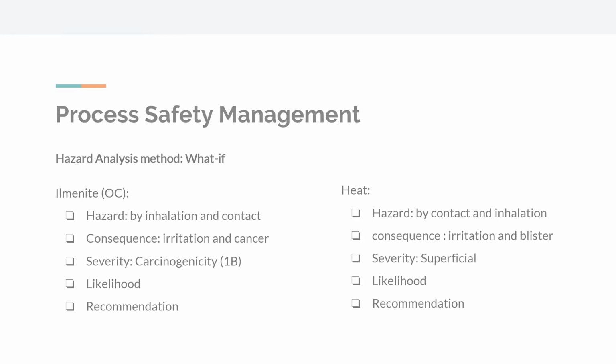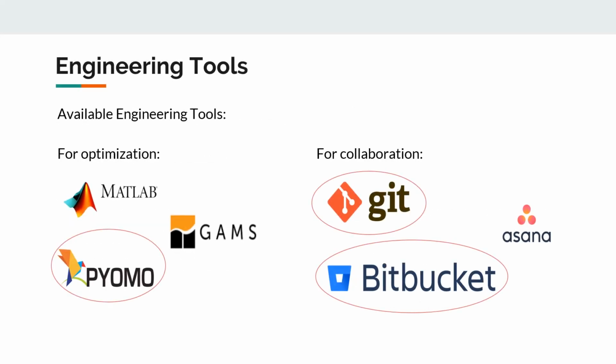The engineering tools that are selected for this project are the Python Pyomo library for optimization and Git and Bitbucket for sharing code. The Pyomo library is a collection of Python software packages for formulating optimization models. It provides a diverse set of equation-oriented optimization capabilities with a high degree of modeling flexibility and intuitive syntax.